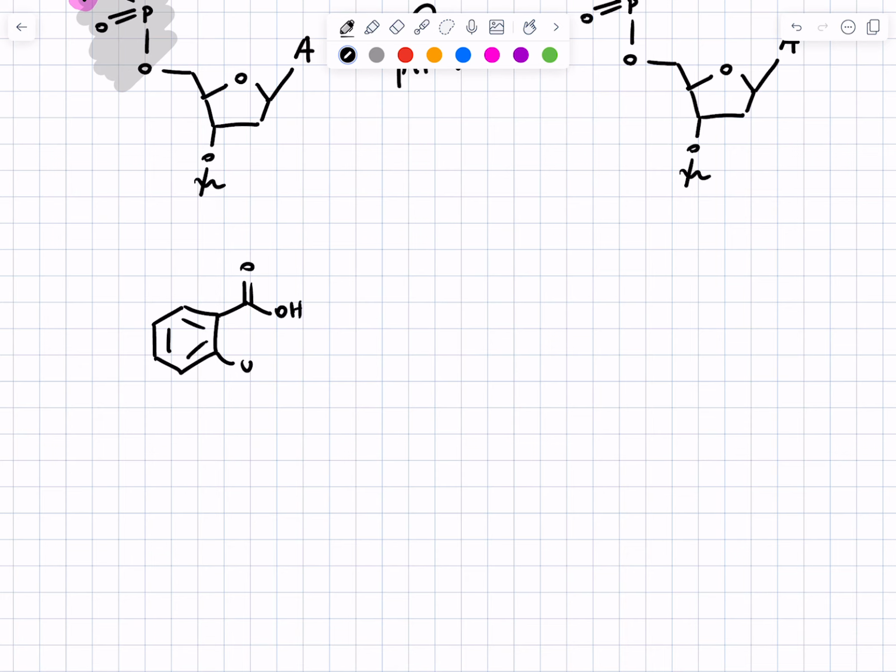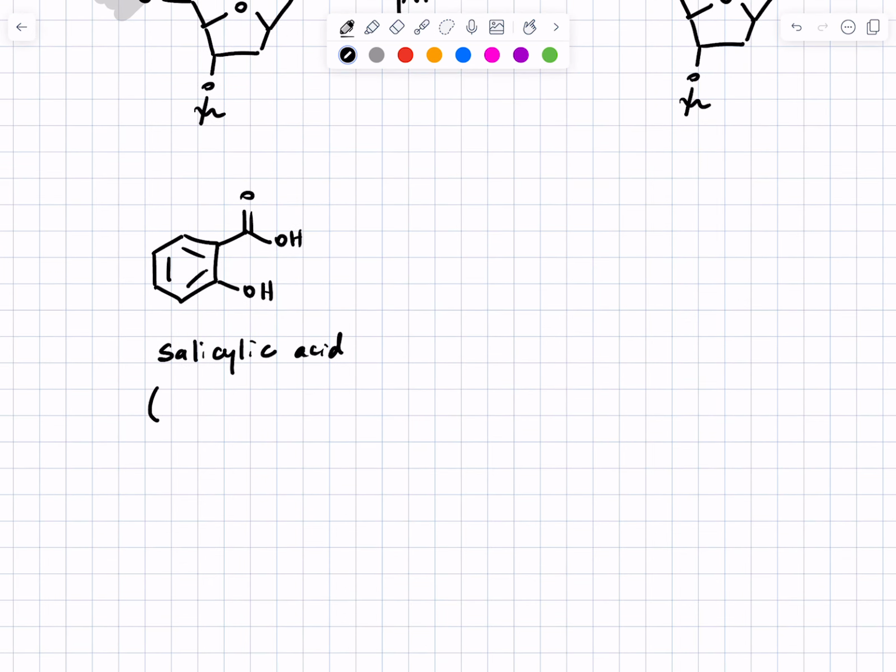It's a benzene ring with an OH group and a carboxylic acid on adjacent carbons. Please don't memorize that; that's the structure of salicylic acid. This can be isolated from a plant called meadowsweet, and this was originally discovered a long time ago for its anti-pain properties.